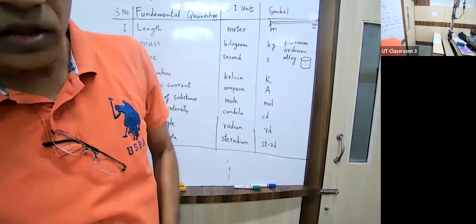Now, one more question. Total displacement from A to C and back to A. What will it be? So this will be plus 100 meters minus 100. This will be 0. Got it? So this will be 0.